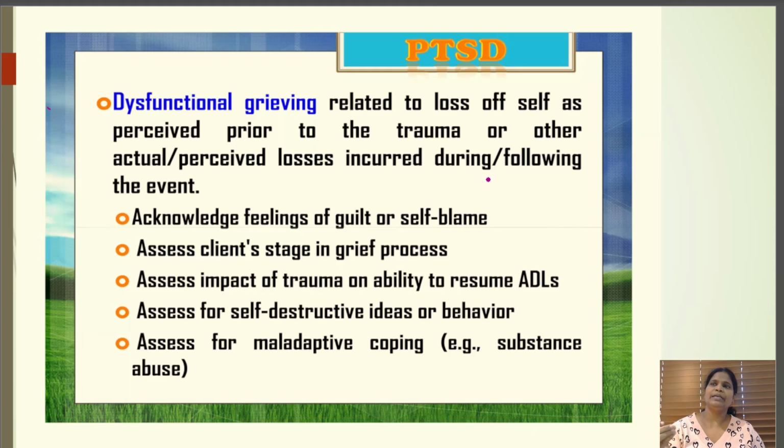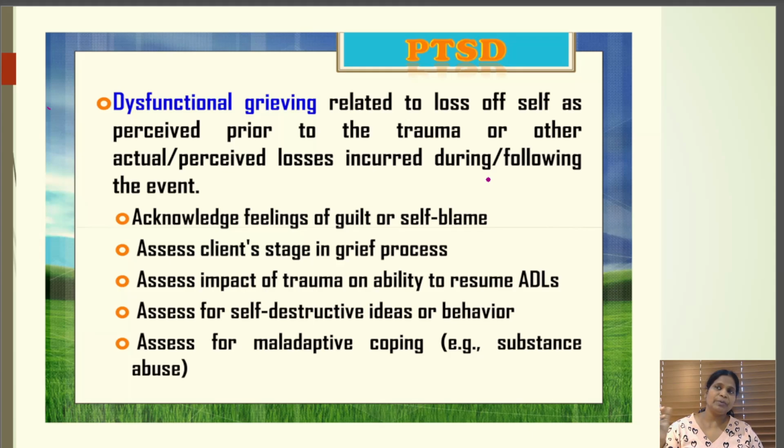So here also the same thing, like nursing interventions, we need to explain all aspects of care to the person and gain consent. Next, assess the mental status examination of the patient for mood, thought, acknowledge the feelings of guilt or self-blame, assess the client's stage of grief process. You know the stages of grief process according to Kubler-Ross. We have denial, anger, bargaining, depression, and the last one is acceptance. So at what stage the person is fixed, we need to assess that. Then assess the impact of trauma on ability to resume ADLs, activities of daily living.